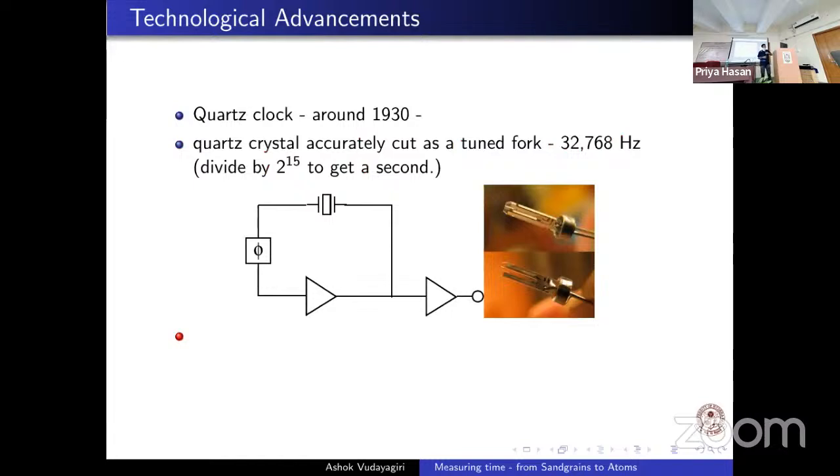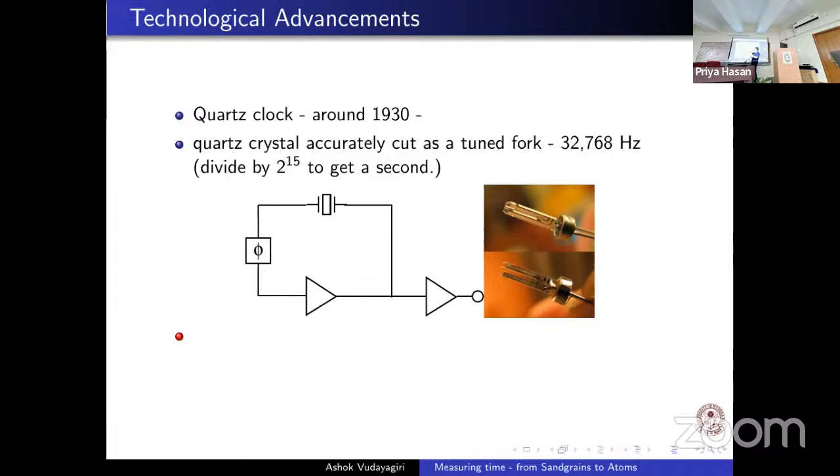A cut tuning fork, and they are cut in such a way that they oscillate. They have a resonance frequency at 32,768 hertz. That is kept in between two capacitor plates and made to oscillate. You know the whole idea of an LCR circuit: at resonance, you get maximum oscillation. So the amount of oscillation is also measured capacitively using another capacitor.